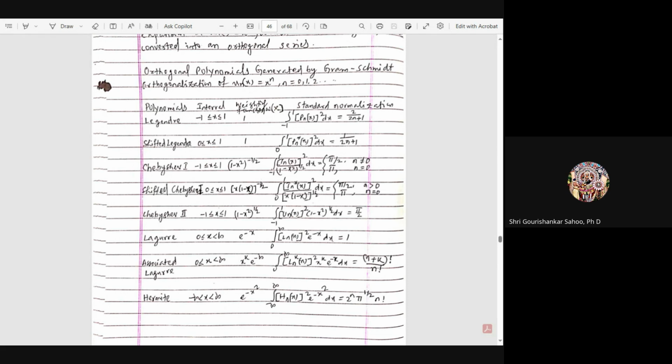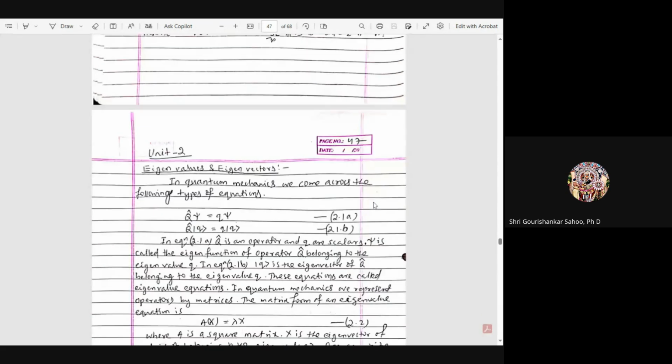The weighting function for Legendre is 1, for shifted Legendre it is 1, and for Hermite it is e to the power minus x square. The standard normalization for Legendre is the integral from -1 to 1 of Pn square dx, which is equal to 2 by 2n plus 1, and for Hermite it is 2 to the power n, pi to the power half, n factorial. The integral is shown on the screen, you can go through it.